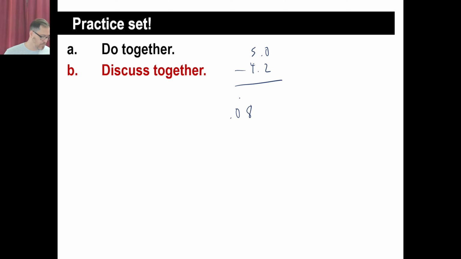All right? 0.12 divided by 3, you're just going to set it up like this, like that. 0.12, and then there it is. So that's all there is to it.